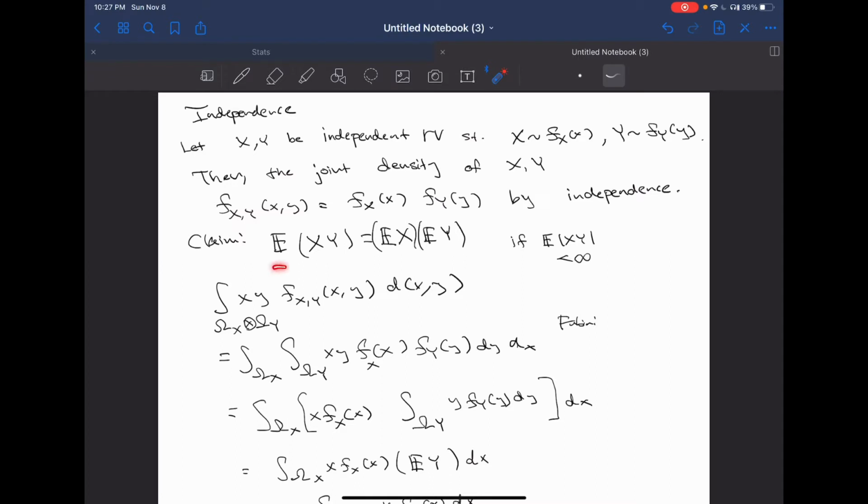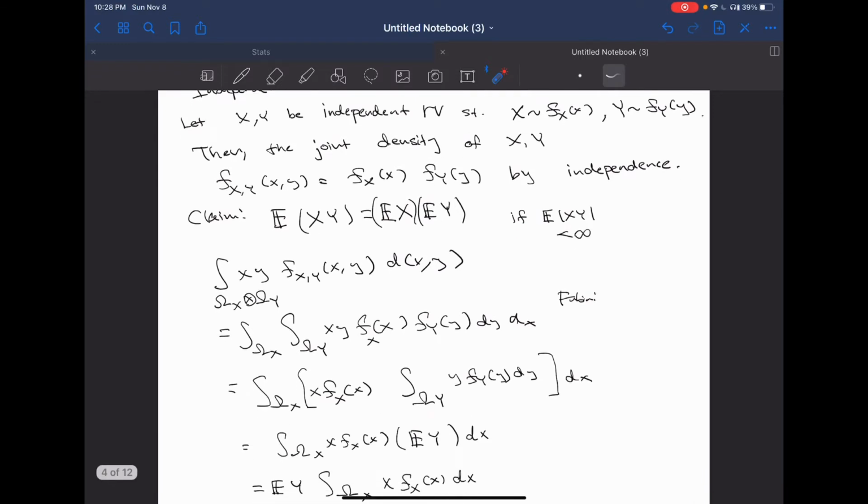And the claim is that the expectation of x times y is equal to the expectation of x times the expectation of y, provided that the expectation of xy in absolute value is less than infinity. So this is like a condition that we satisfy for Fubini's theorem. So by the definition of expectation, the expectation of xy is the integral of x times y times the joint density of x and y, over the product space.